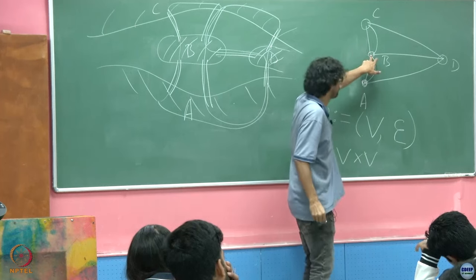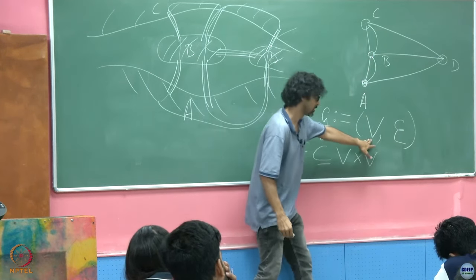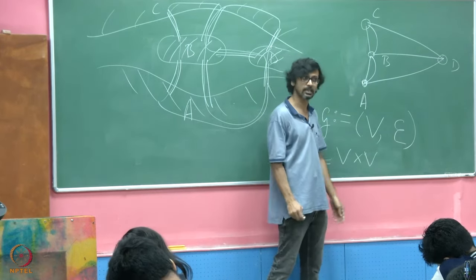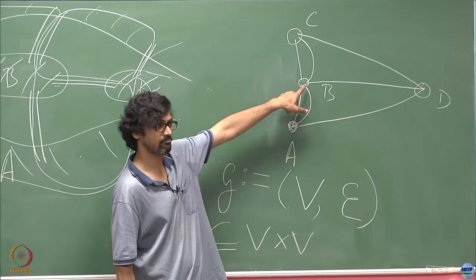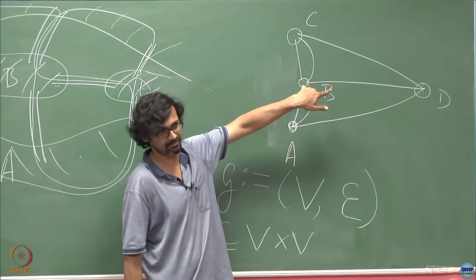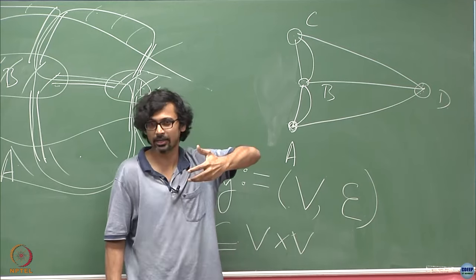So the degree of a vertex, first thing I've defined is a graph, set of vertices, set of edges. Now comes the degree. So what is the degree of a vertex? The degree of a vertex is the number of edges that are incident on it. Again, I've used a lot of terms, incident on it.